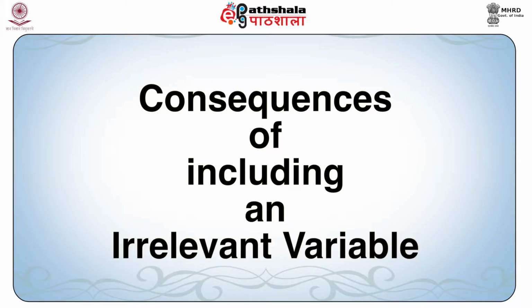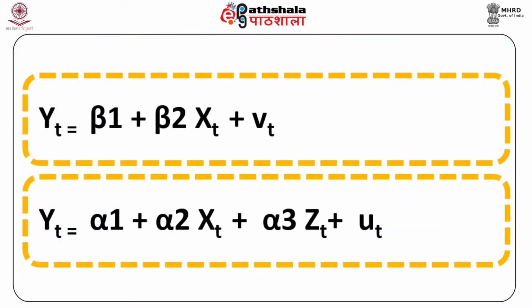As we can see, the consequence of omitting a relevant variable can be really serious. Hence, if the hypothetical theory suggests the inclusion of a variable, it should never be dropped from the empirical estimation of the model. Consequence of including an irrelevant variable. Suppose the true model is given by yt is equal to beta 1 plus beta 2 xt plus vt. However, the researcher estimates the following model due to some reason.